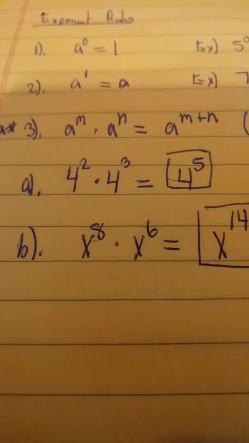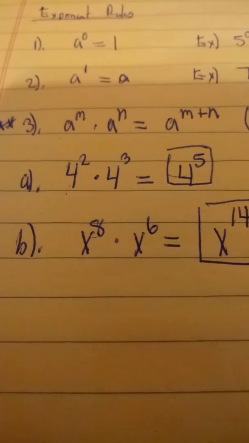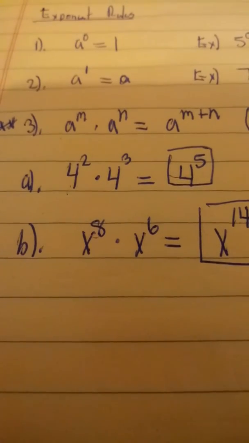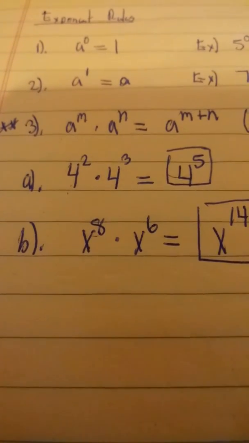But what if both of those were combined? So let's take a look at letter C. So for letter C, and just bear with me, we have 2p raised to the 4th and 6p raised to the 5th.